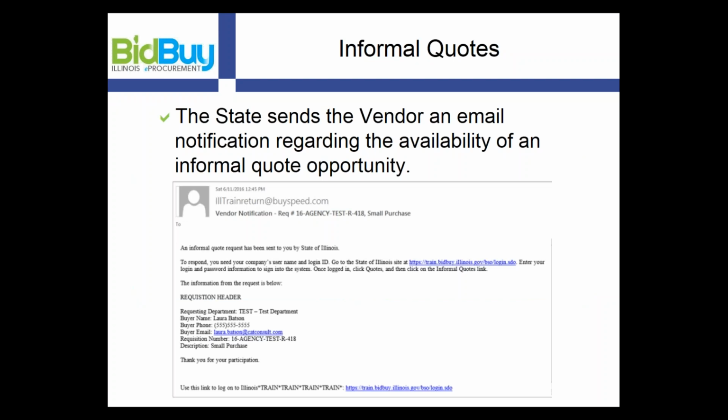So let's get into informal quotes versus formal quotes. Your informal quote, the current process now, is that you would receive an email for a request for a quote. This is mostly used for small purchase processes, where it's going to be an informal thing where you get an email and the state is asking for a quote for a small purchase. Here's a screenshot of an email that you would receive, a notification regarding the availability of an informal quote opportunity.